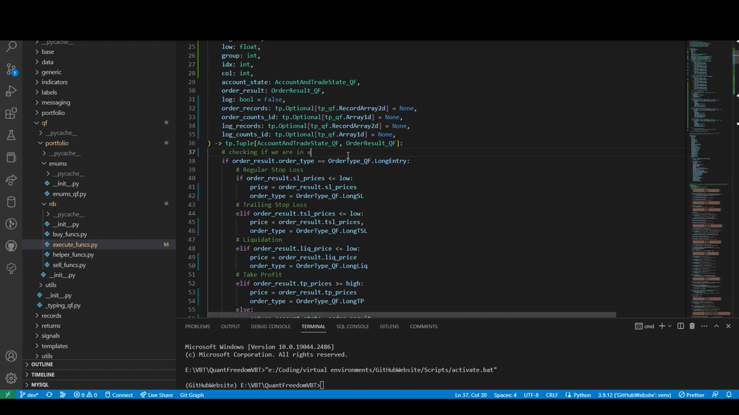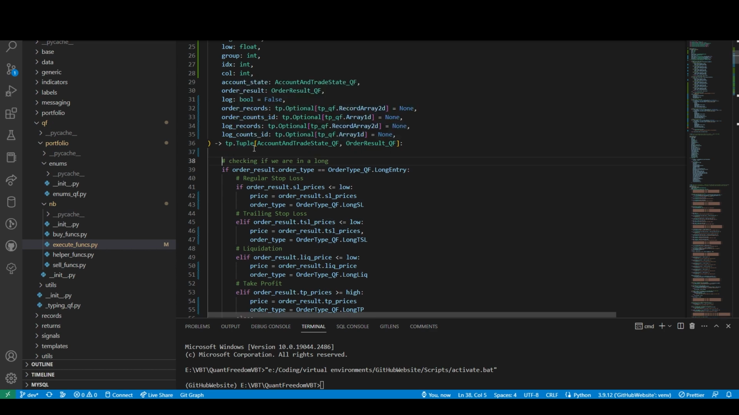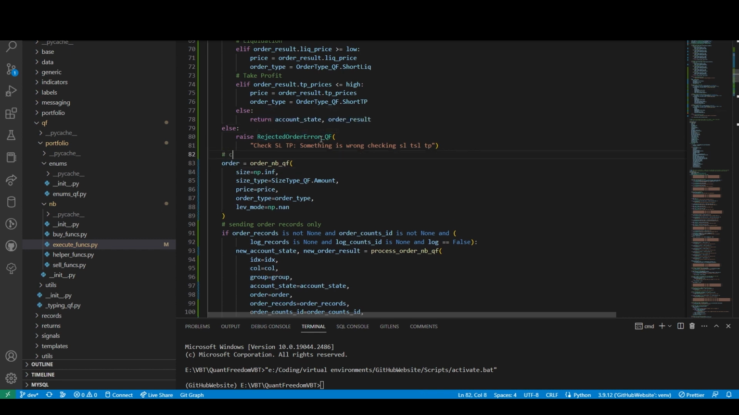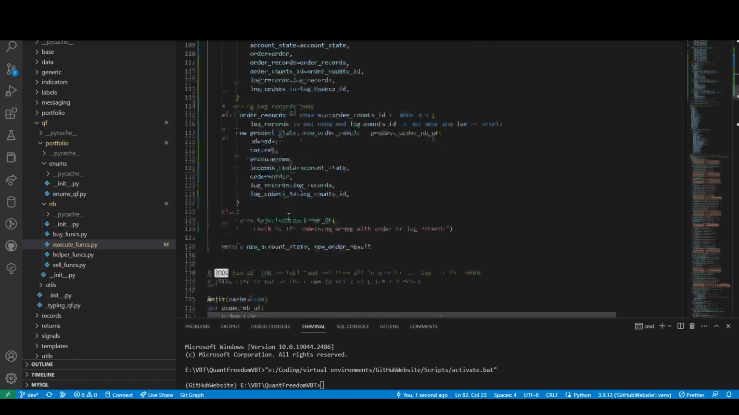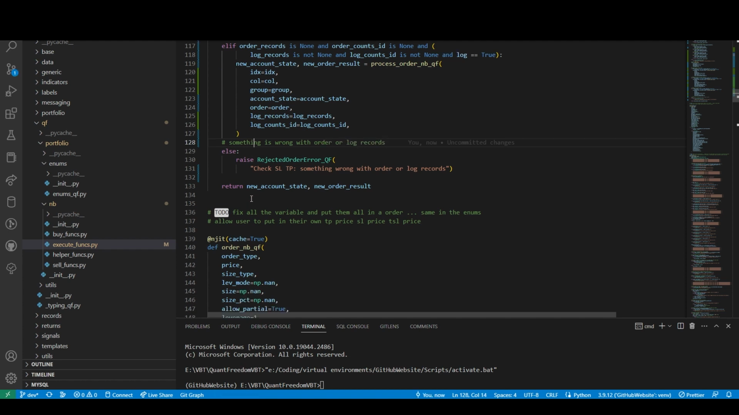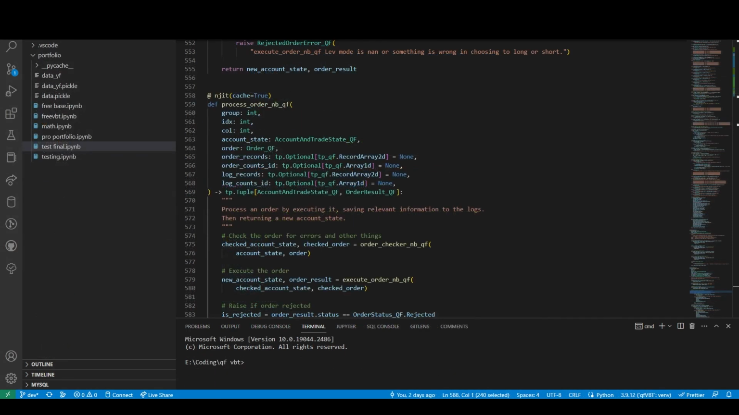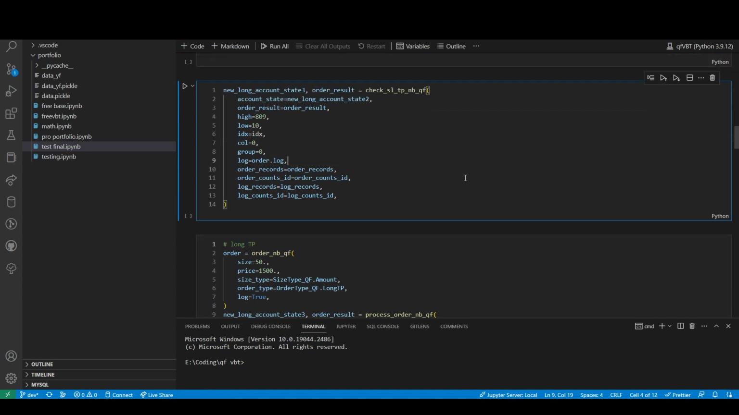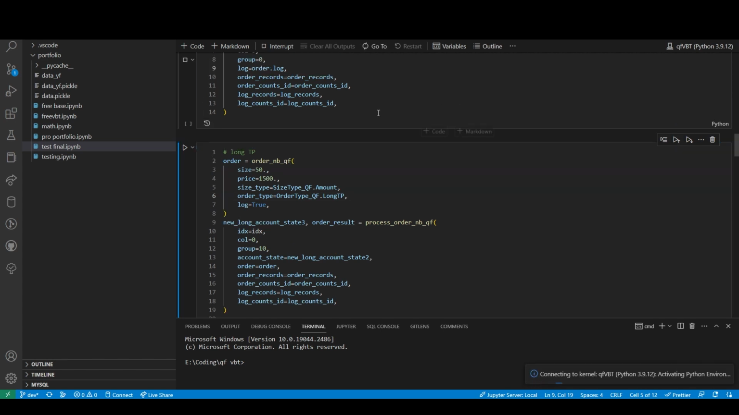Checking if we... okay. Create the order. Sending order records only, sending both log and order records, sending log records only. Else. Okay. And there we go. So this should cover everything. So let's see what happens here.